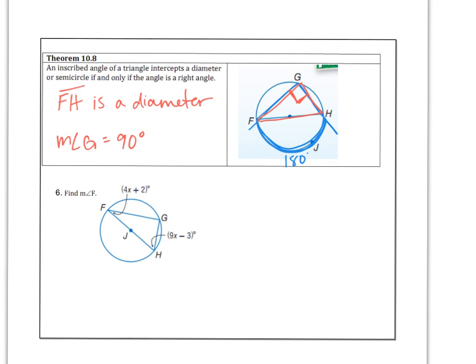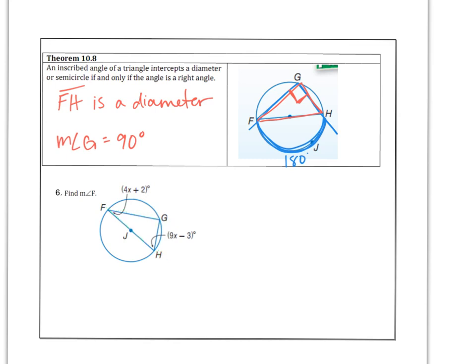Why is that important? Go down to number 6. So number 6, it says, find the measure of angle F. Well, we don't really know how big angle F is. I can see that it opens up to an arc over here, but I don't really know how big that arc is. So that's not super helpful.